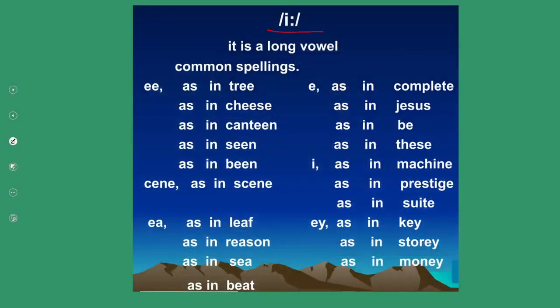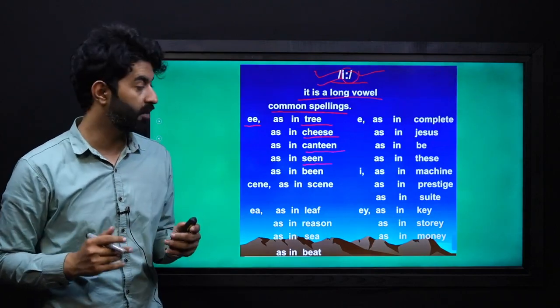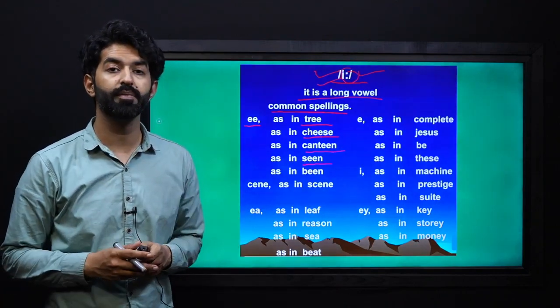So here, with this dot indication, whenever you see this sign, we know that it is a long vowel. Some common spellings are, for example, this E sound in tree, which represents the sound of a longer vowel. For example, in cheese, canteen, scene, we know that we are prolonging, stretching the sound of the E, making it into a longer vowel. So you can read the other examples.